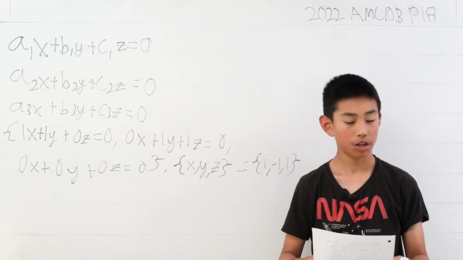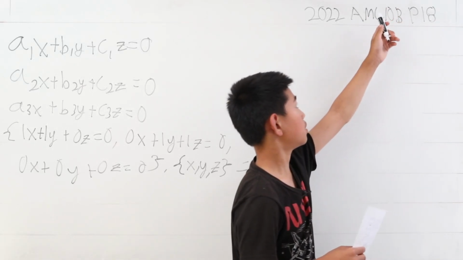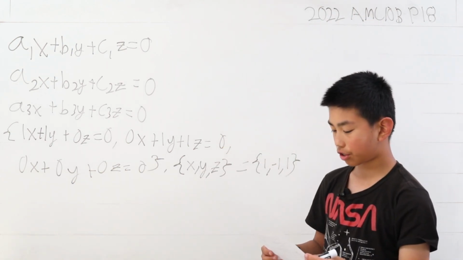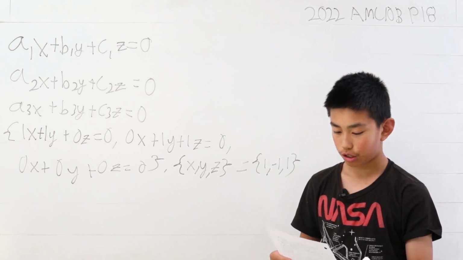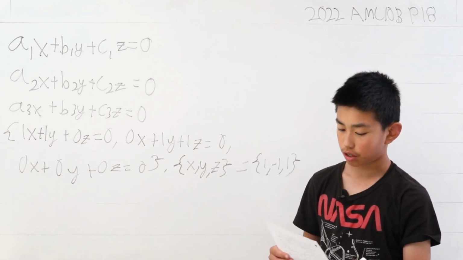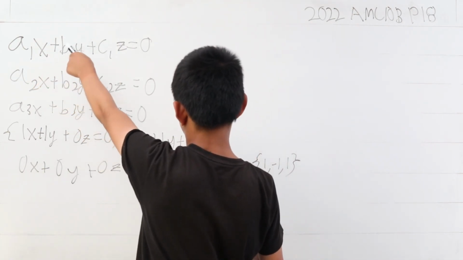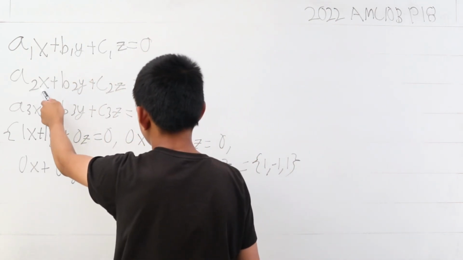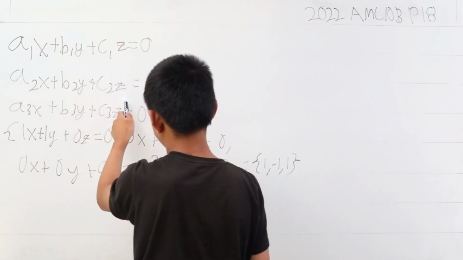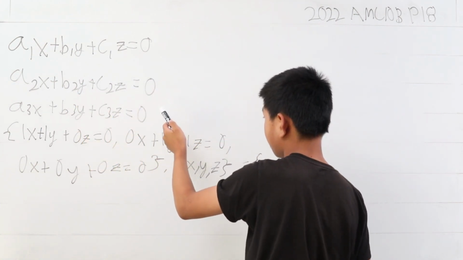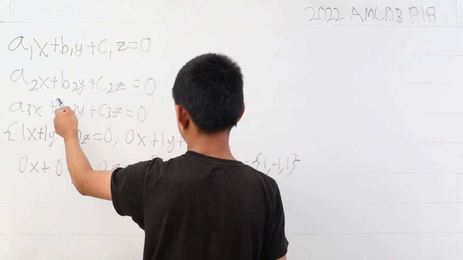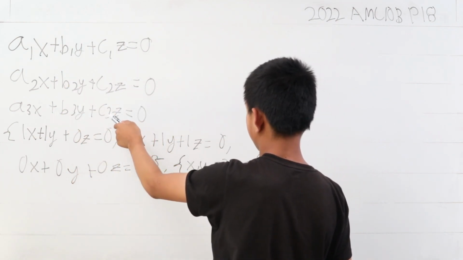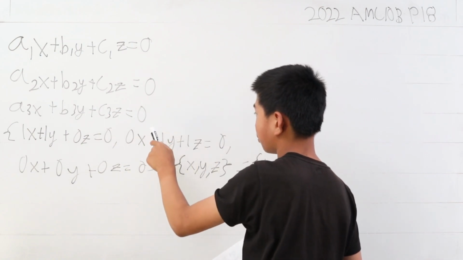Today we're solving problem 18 from the AMC 10B of 2022. We consider systems of three linear equations with unknowns x, y, and z. a1x plus b1y plus c1z is 0. a2x plus b2y plus c2z is 0. a3x plus b3y plus c3z is equal to 0.